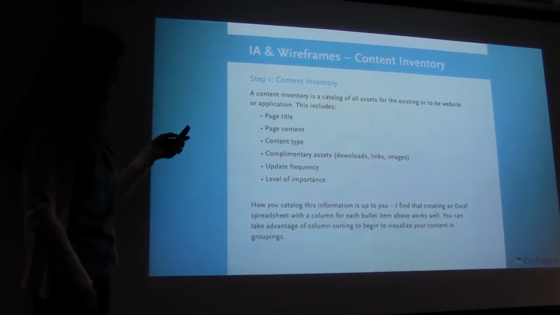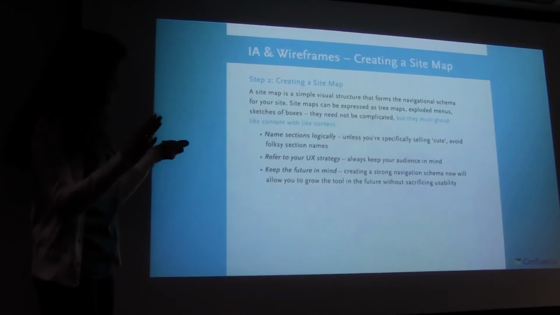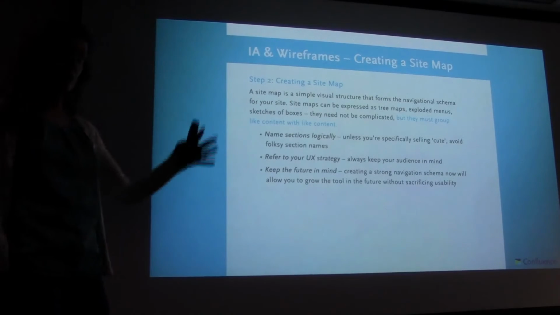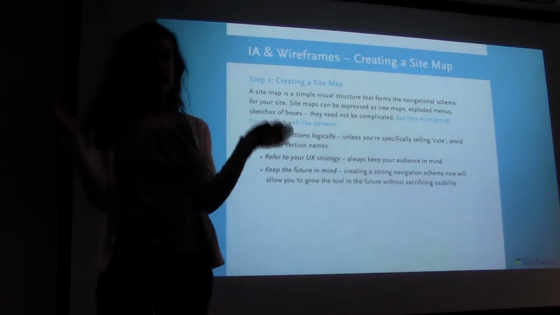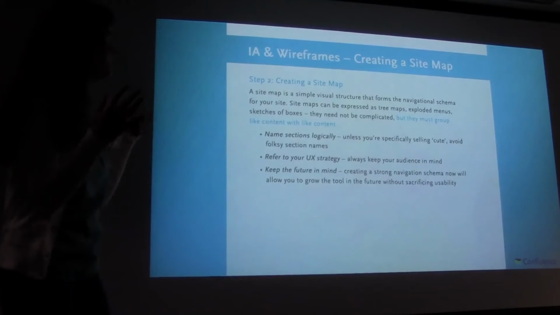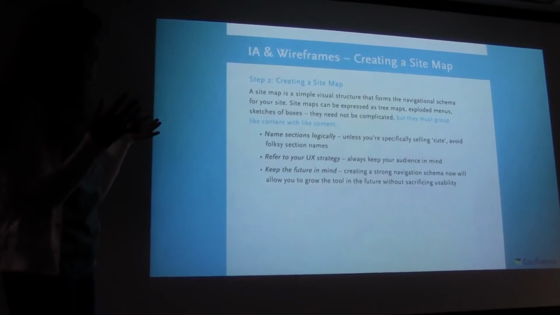Okay, so I talked about creating an Excel spreadsheet. Do whatever you want to start to get all of that information in one place. Once you have this catalog of assets, you can move into creating a sitemap.